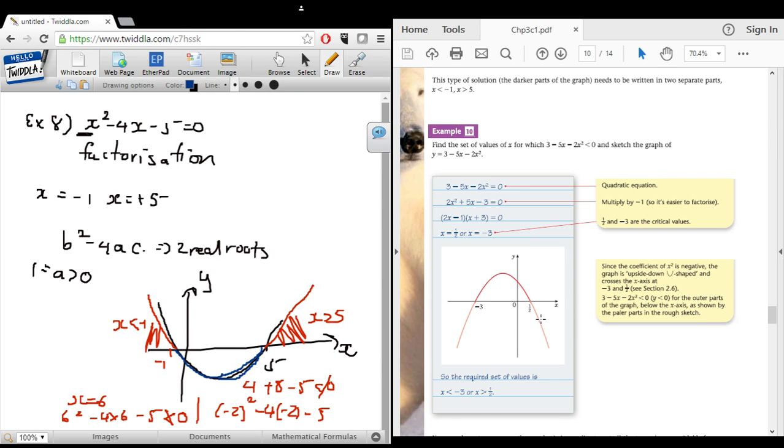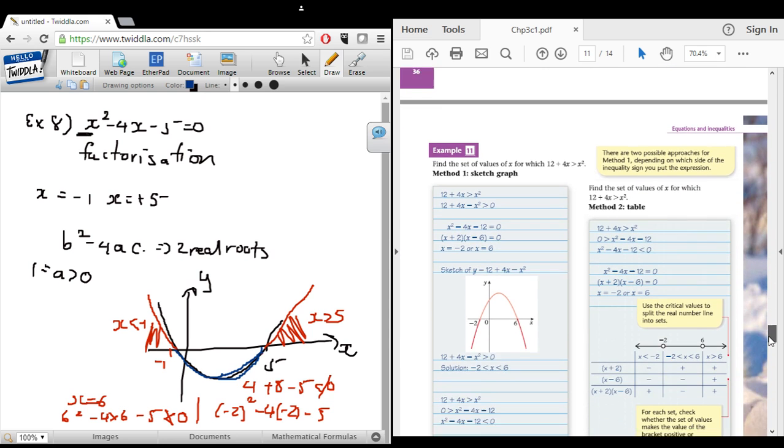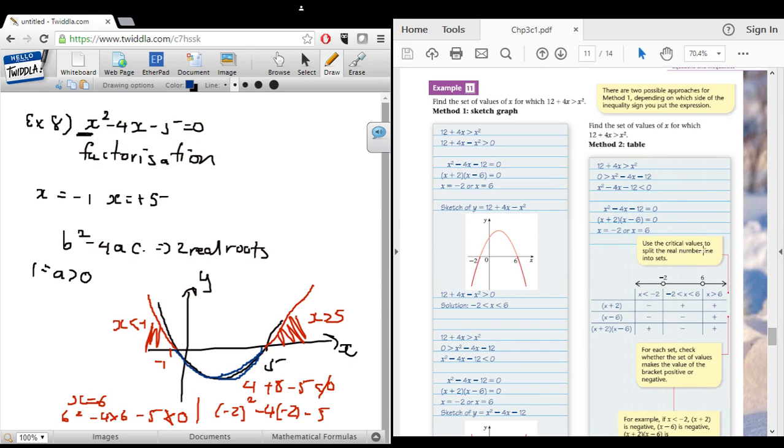Actually, I believe that it is any value which is greater than minus 3 and less than half, which respects this particular equation being less than 0. Alright, and again they've denoted it using the very light red. And again they have another example.